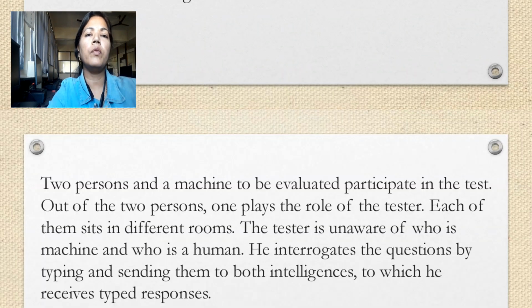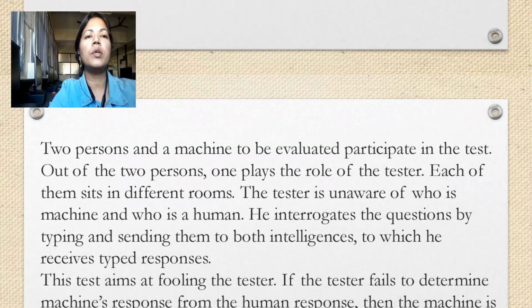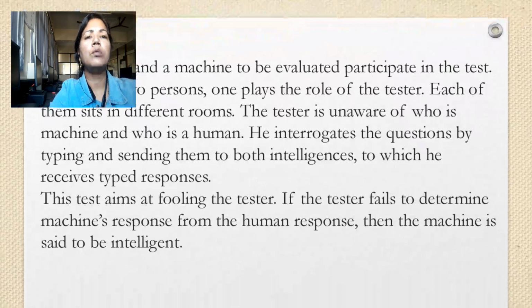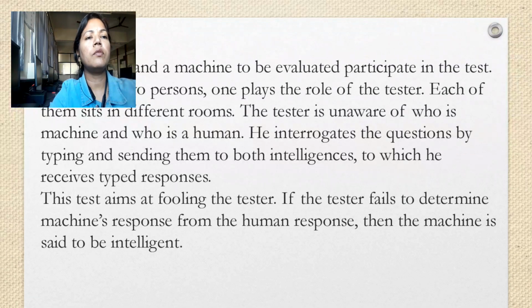Now we'll see what is the Turing test. Two persons and the machine to be evaluated participate in the test. Out of the two persons, one plays the role of tester. Each of them sits in a different room. The tester is unaware of who is machine and who is human. He interrogates by typing and sending questions to both, to which he receives typed responses. This test aims at fooling the tester. If the tester fails to distinguish the machine's response from the human response, then the machine is said to be intelligent.